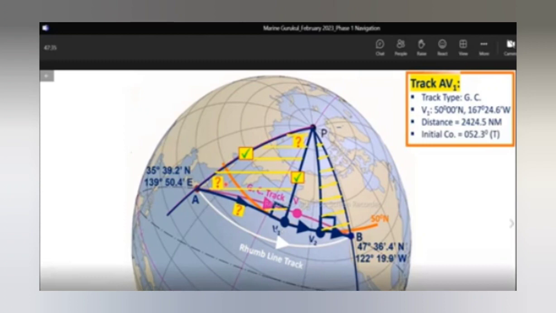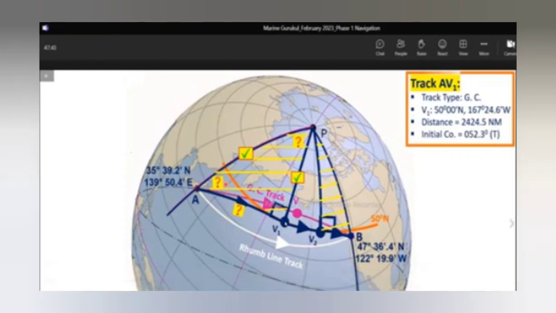PV1 will be 40 degrees, beta. Limiting latitude is 50. PV1 is the colat, 90 minus 50, that's 40. Okay, sir, got it. Okay, beta, great. Let's move on to the next triangle, Papa Bravo Victor 2.